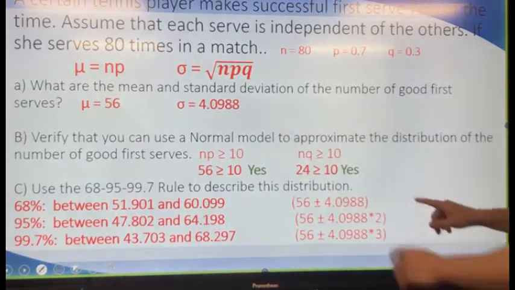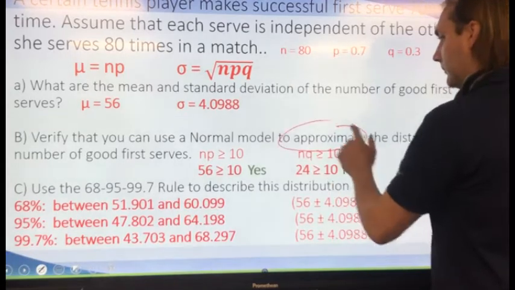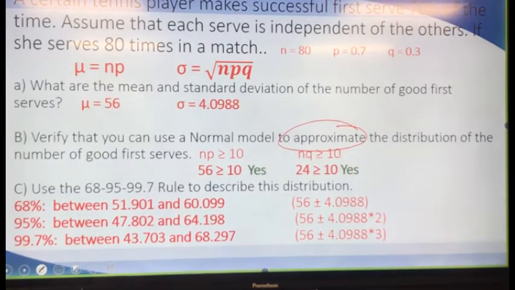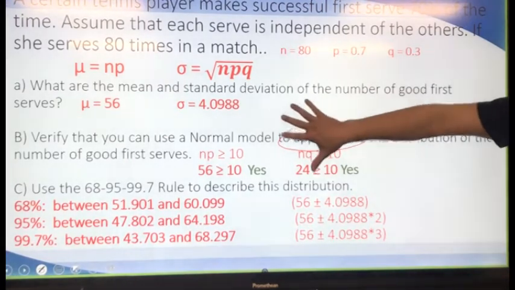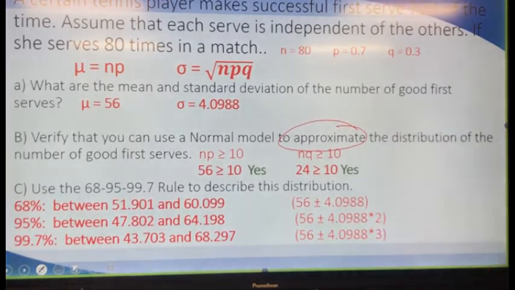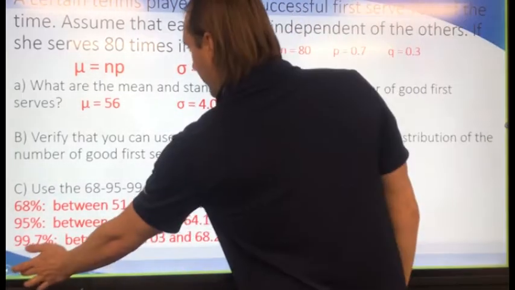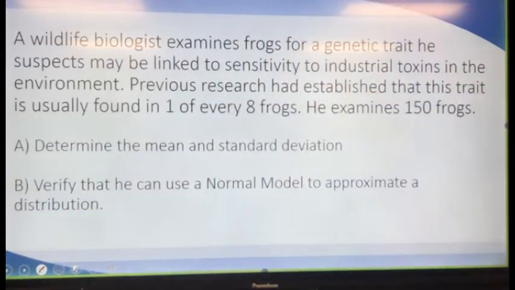Please note that the keyword here is approximate. It's not going to be a perfect normal model. Remember I had said previously, you'll never get a perfect normal model. But we can base things off of the model, which is what we're doing here. So let's look at another example.